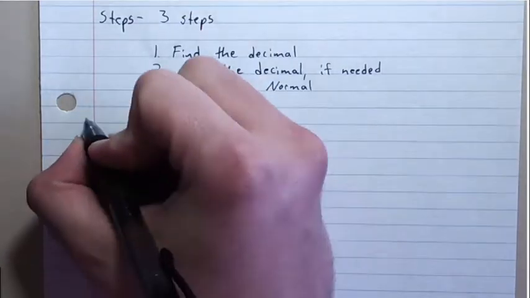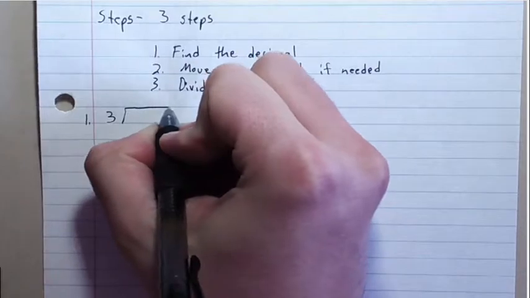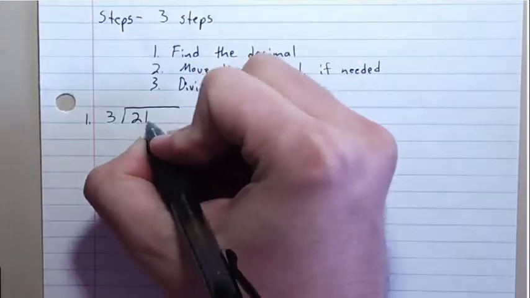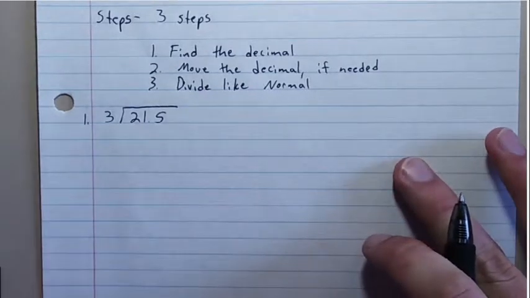Go ahead and write this problem down, please. We're going to have 21.5 divided by 3. So go ahead and copy that one down, please. I'll give you a second.